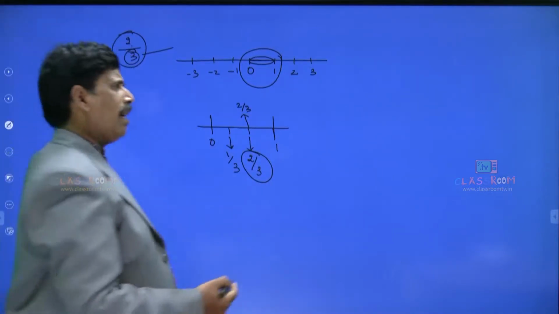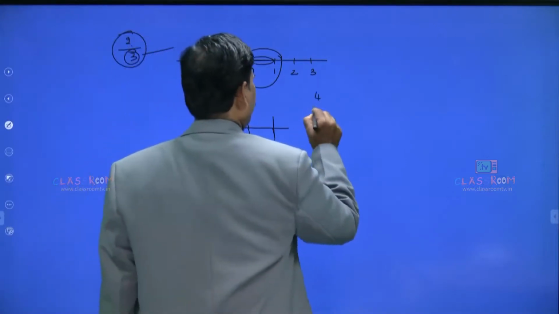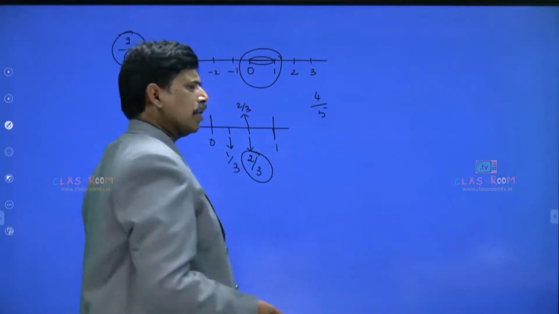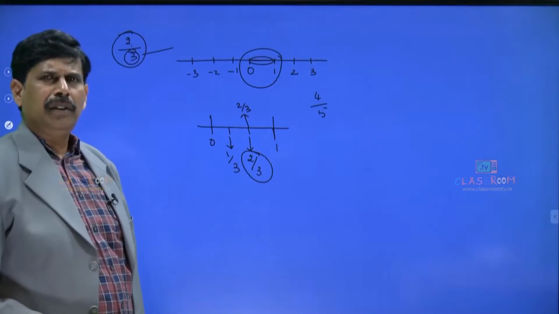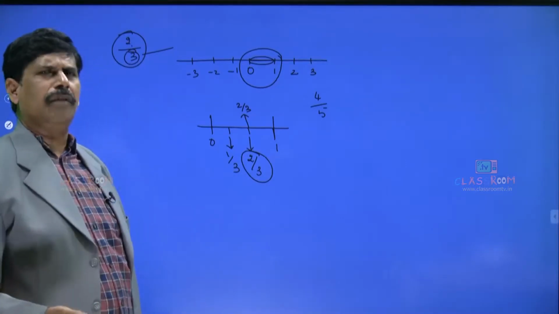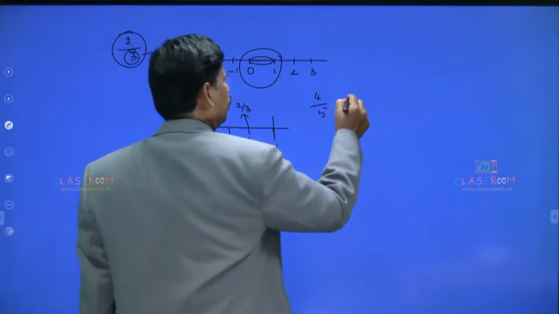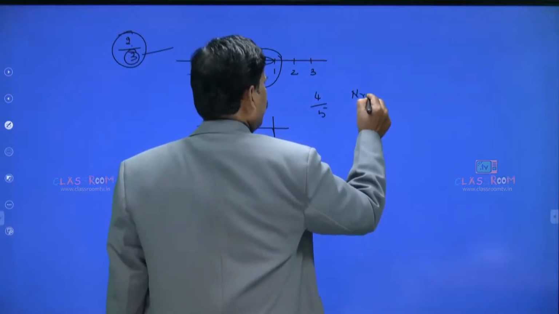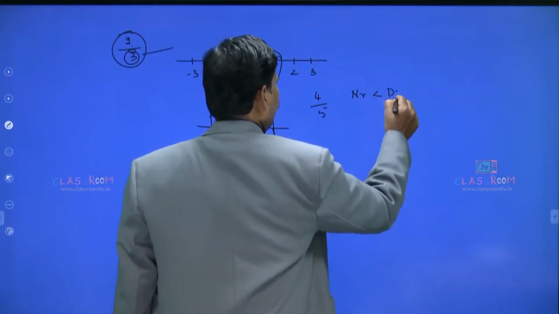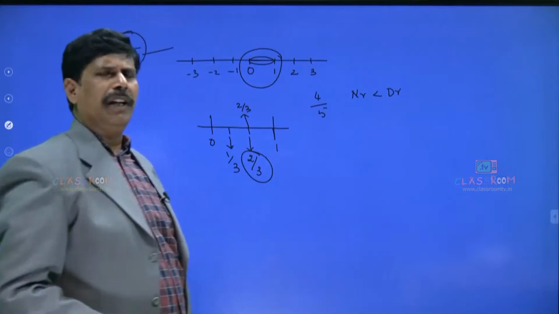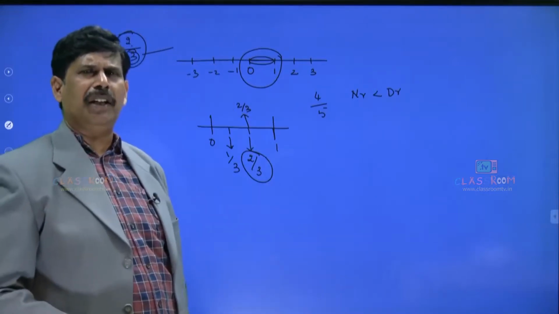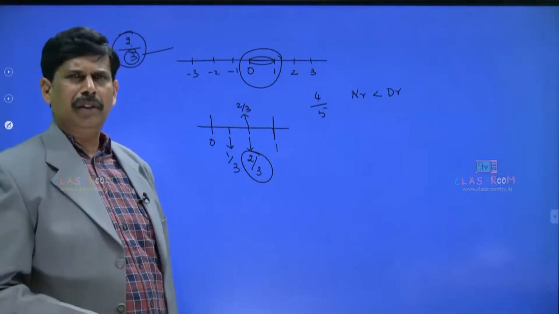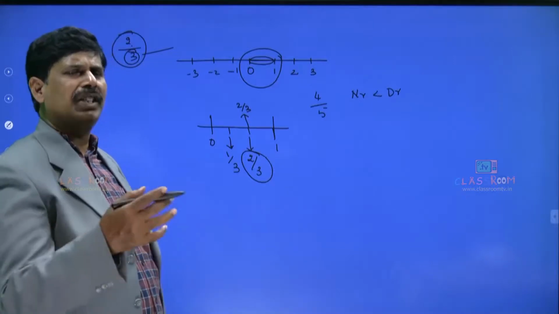Let us have one more example. Suppose we want to represent 4 by 5. Any number can be done so easily. Here the numerator is less than the denominator, so it is a proper fraction. So the value lies between 0 and 1.